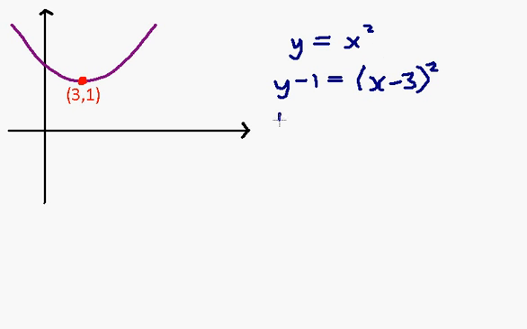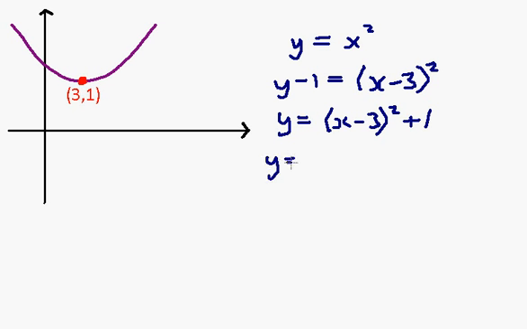So now I can move that negative 1 over to the other side of the equation. And notice how it is now in completed square form. Okay, so I can say that the vertex is positive 3, positive 1. Now, we're not just going to finish it there. What we're going to do is we're going to multiply that bracket out.